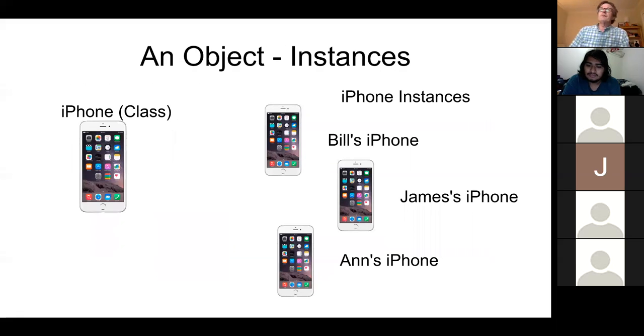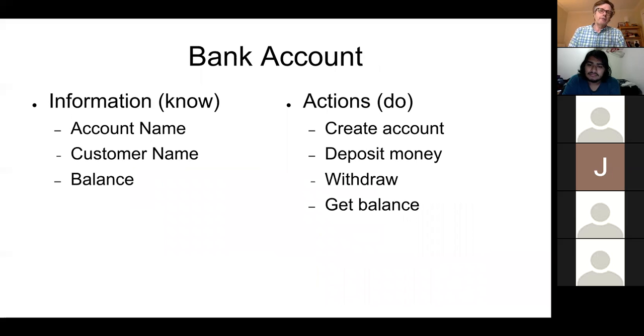So when we think of objects, there's sort of this idea of the object, that's the class, and then there's lots of versions of it, and they're all a little different because we put different information into them. That's like all the different iPhones, right? My iPhone, your iPhone, etc. So let's think about the bank account for a second. We've already talked about it a little bit. We have information, the things we know: the account name, the customer name, and the balance. And we have the actions we want to do on it. We create an account, we deposit money, we withdraw money, and we get the balance.